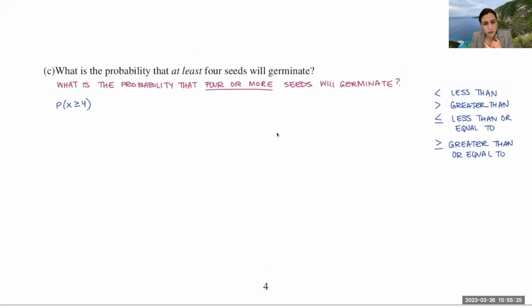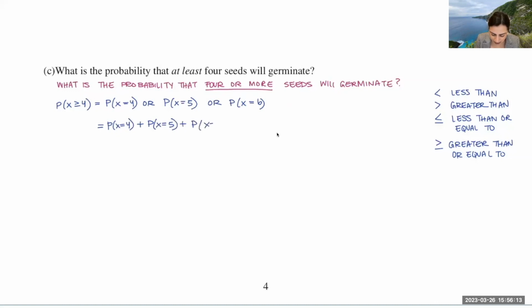The probability that it's 4 or more: we know that we planted 6 seeds. 4 or more would be the probability that 4 seeds germinate, or 5 seeds germinate, or 6 seeds germinate out of 6. And that keyword or, remember, in probability is addition. So we're going to add all of those probabilities together. This is the same thing as the probability that X is equal to 4, plus the probability that X is equal to 5, plus the probability that X is equal to 6.